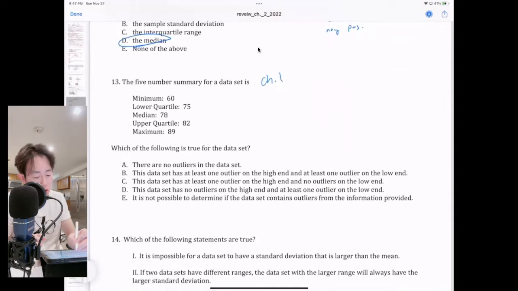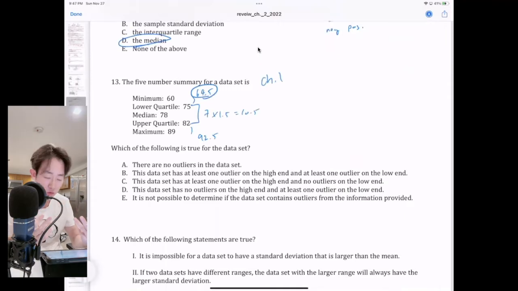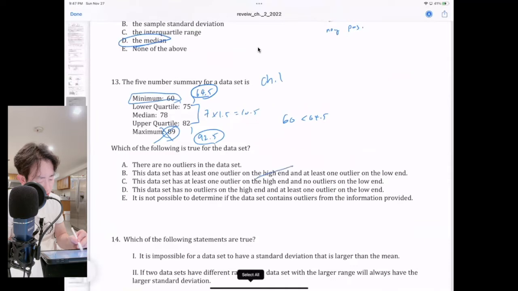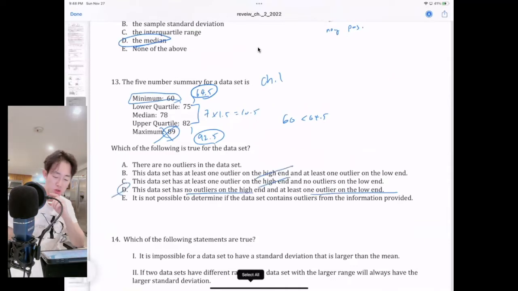This is chapter 1 material for number 13. The interquartile range is 7, times 1.5 gives you 10.5. Subtract and add, you get 92.5 for this, and you get 64.5. Anything less than 64.5 is an outlier. Anything greater than 92.5 is also an outlier. Luckily, we do not have that problem on the upper side, but we do have a problem on the lower because 60 is less than 64.5. So the data has at least one outlier on the low end, no outliers on the higher end, so it should be D.